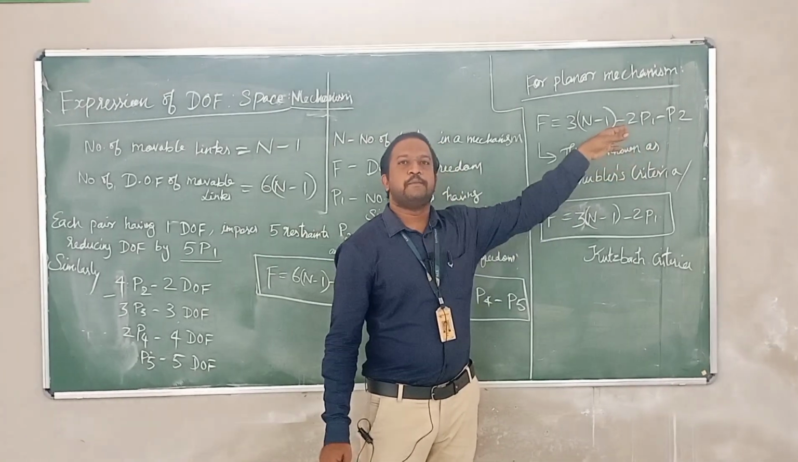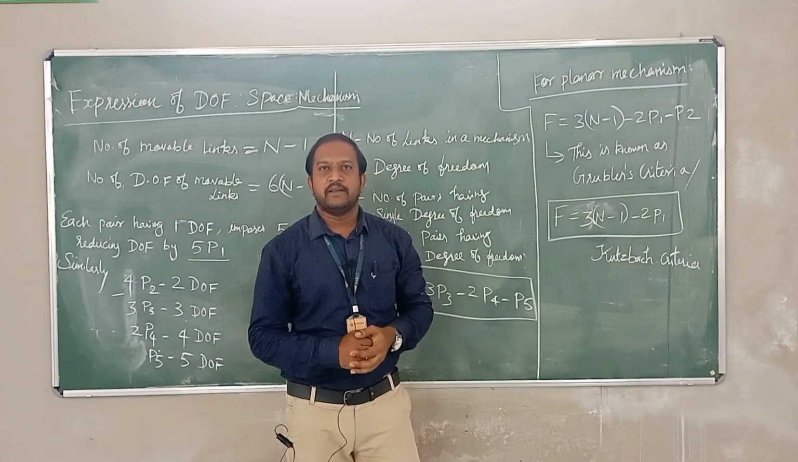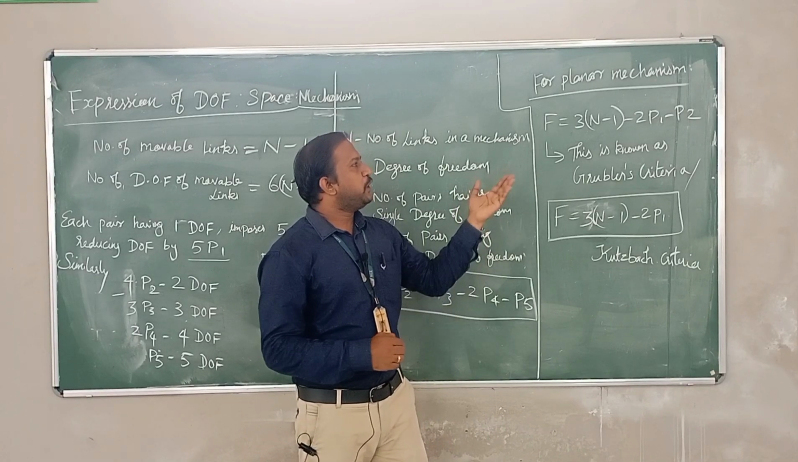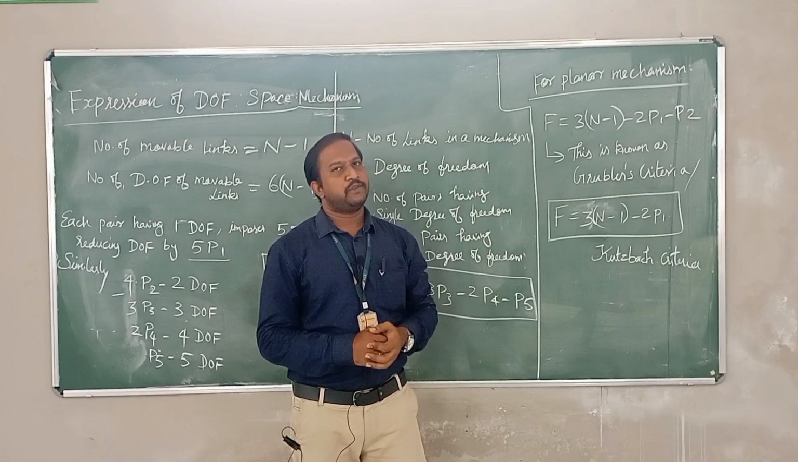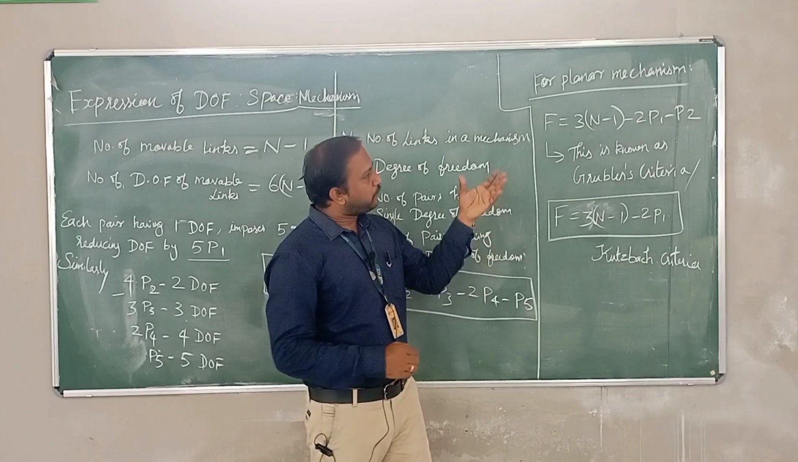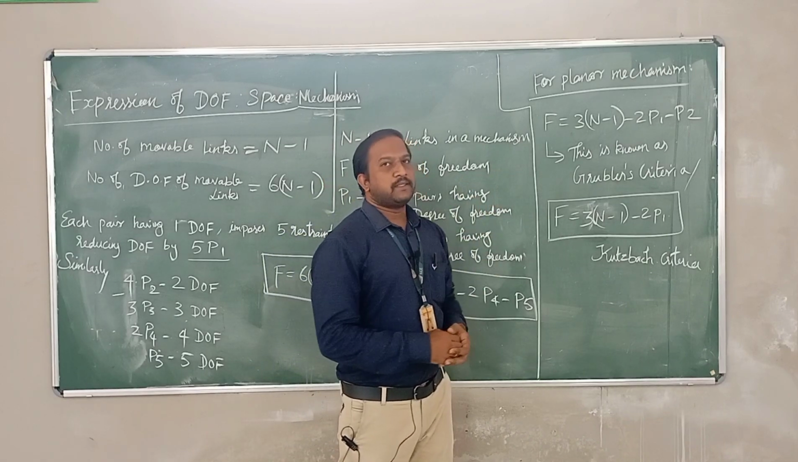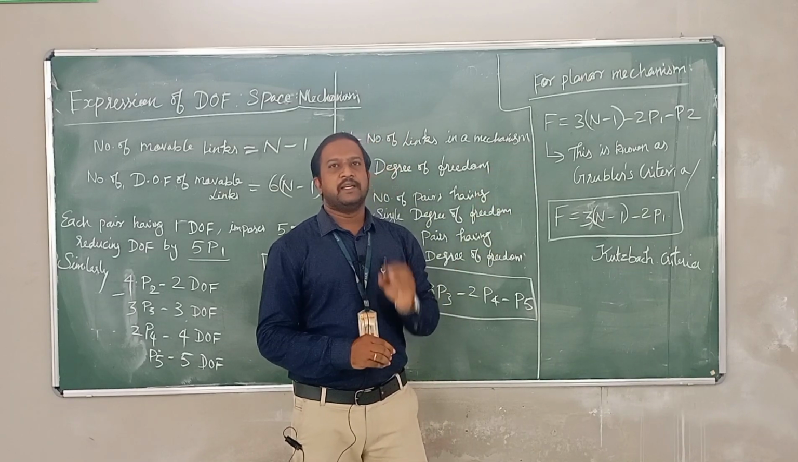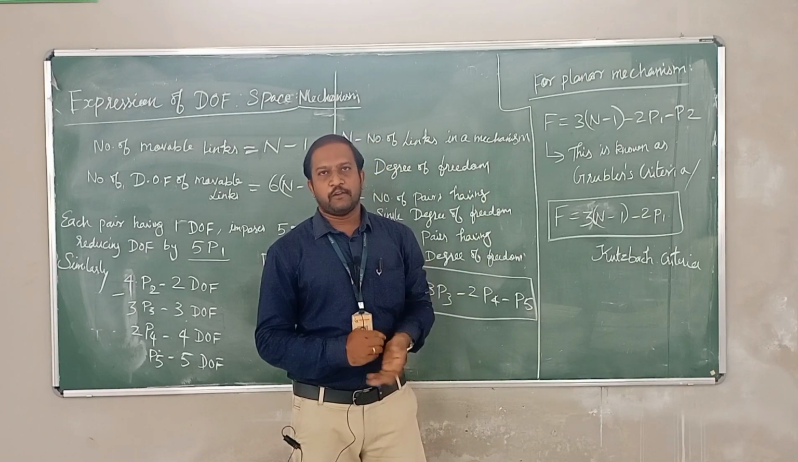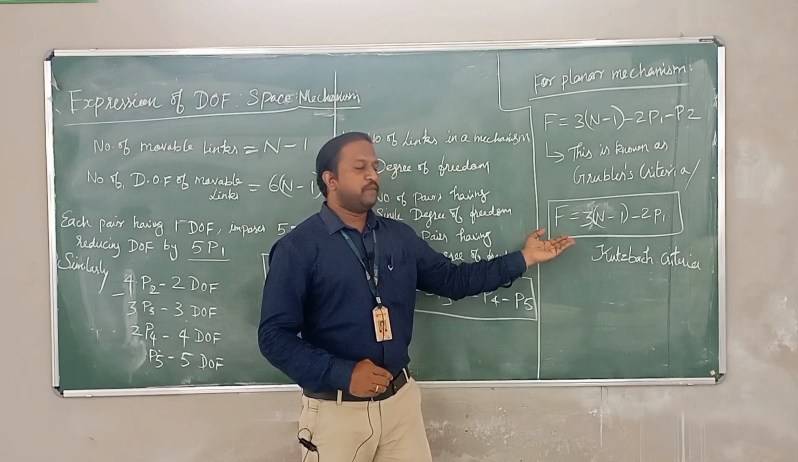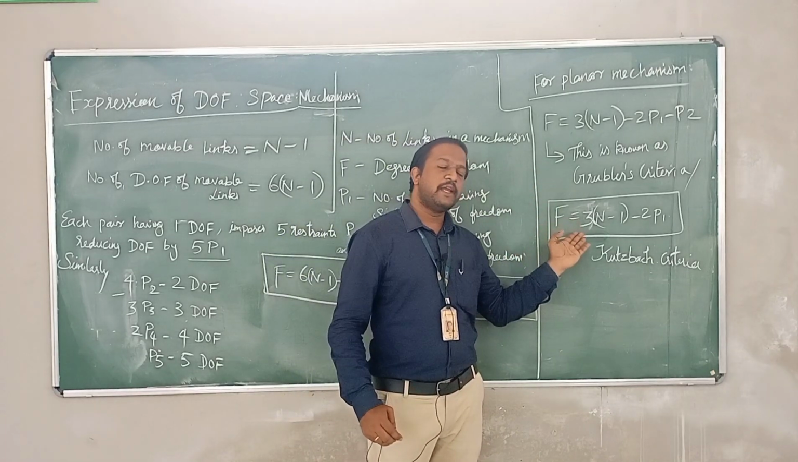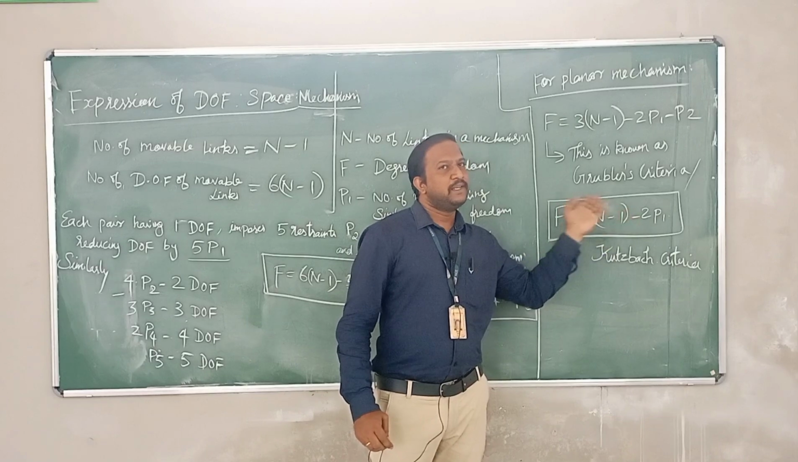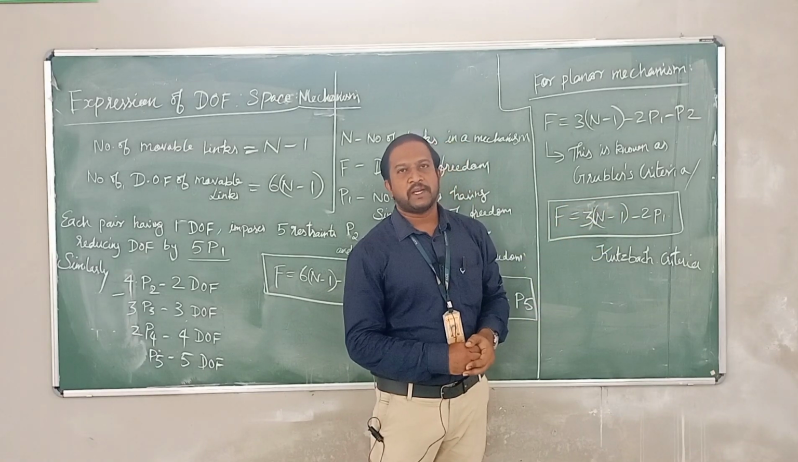Here, p1 is the number of lower pairs having a single degree of freedom and p2 is the number of lower pairs having 2 degrees of freedom. This particular expression is called Kutzbach's criterion. When this expression is limited to a single degree of freedom, we can write it this way: F equals 3(n minus 1) minus 2p1. This expression is called Grübler's criterion.